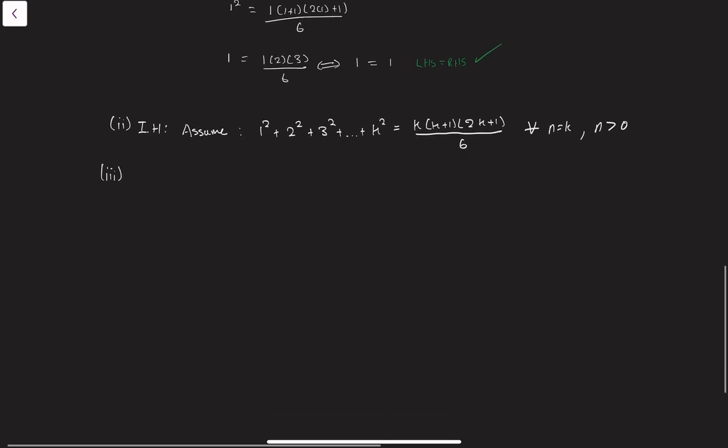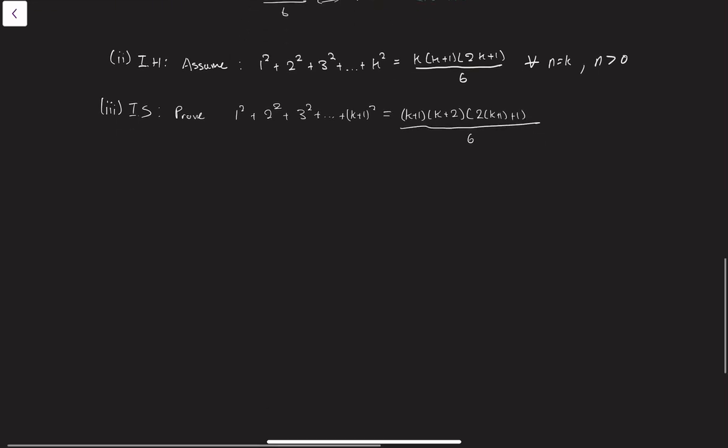So now we need to go through our induction step. In our induction step, we have to use the result in our induction hypothesis to prove it works for the next term, the (k+1)th term. So let's write down what we need to prove: 1 squared plus 2 squared plus 3 squared plus ... plus (k+1) squared is equal to (k+1), and we just replace everywhere we have k with k+1. Then inside here would be (k+2), and here would be 2(k+1)+1, all over 6. Great.